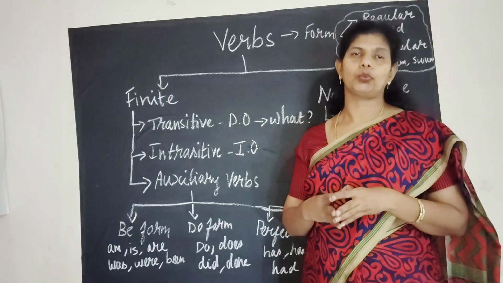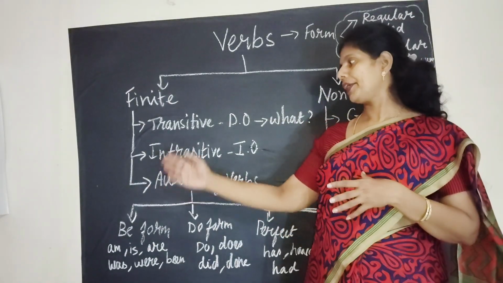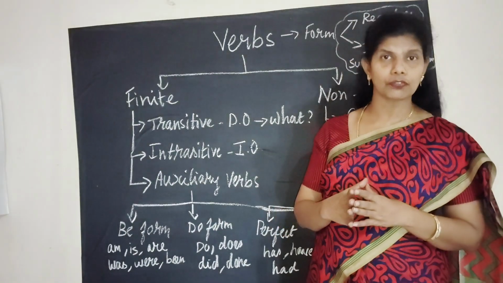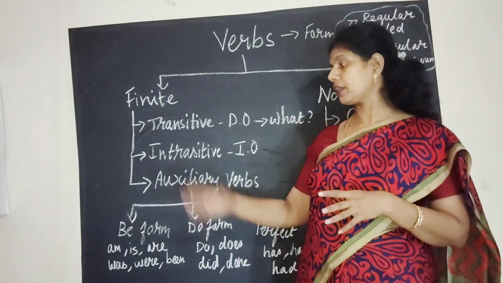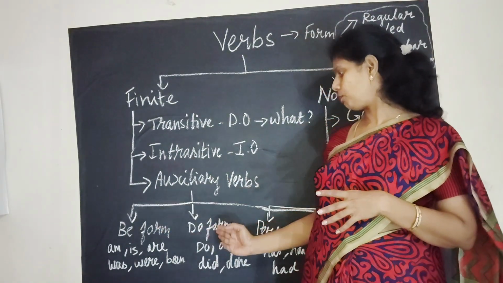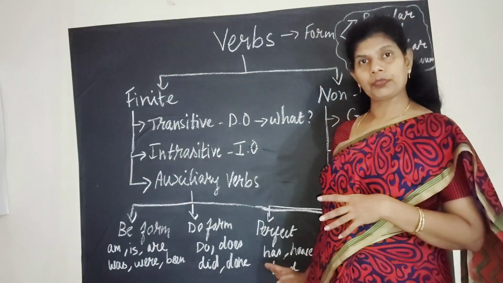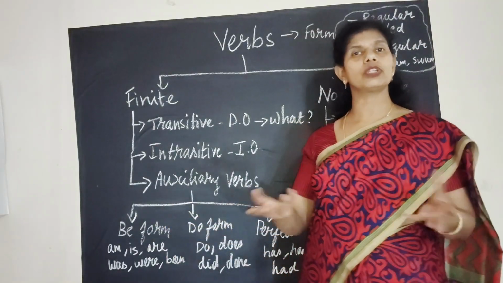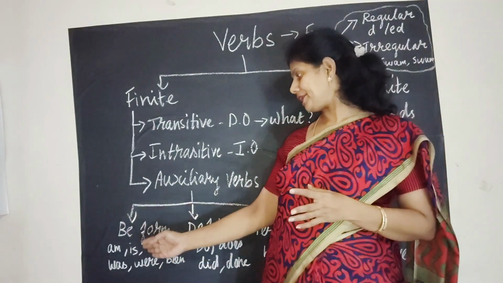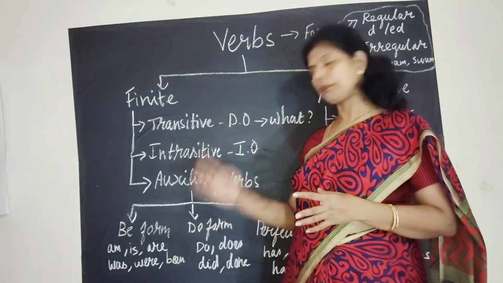And then the third form of this finite verb could be the auxiliary verbs, what we call the helping verbs. Now under the helping verbs we have three forms. Helping verb has three forms. They are be form, do form and perfect form. Now under be form, what are the words that we use? Am, is, are, was, were, been.